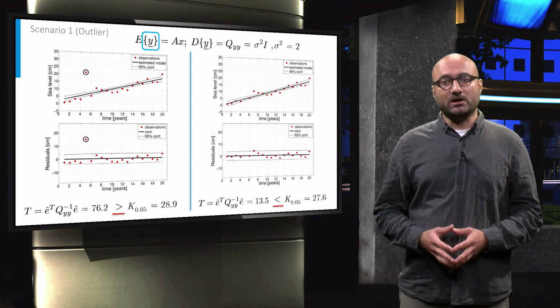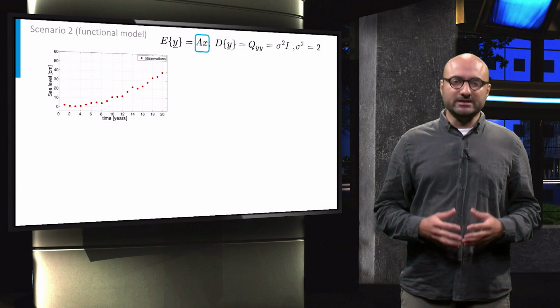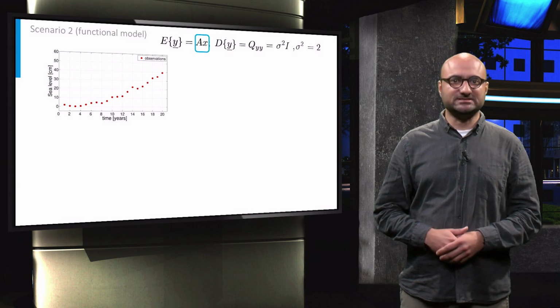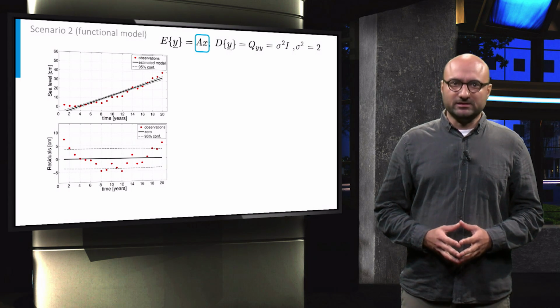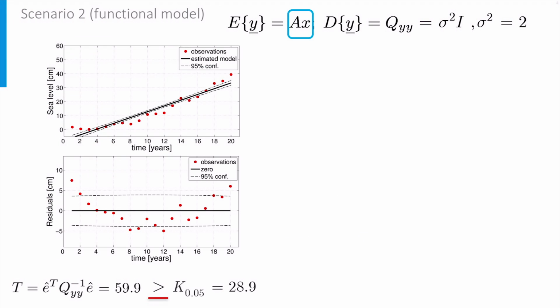Now, let's look at another scenario. Same functional model, same number of observations, same covariance matrix, but we have a set of new observations. I estimate the model and compute the residuals and the confidence interval. The overall model test is again rejected. In this case, we can see by eye that the model is not linear.